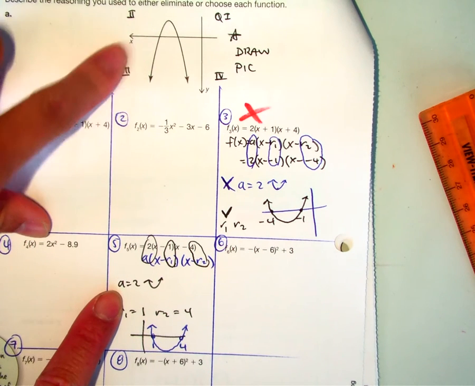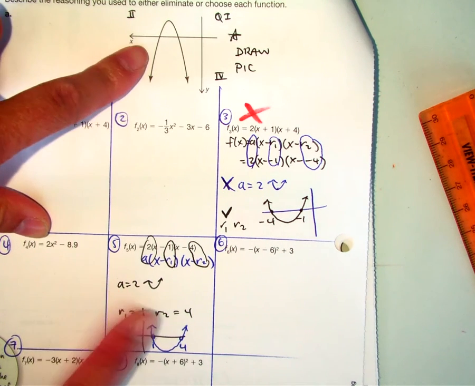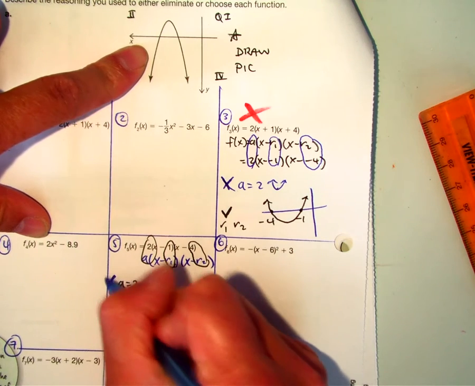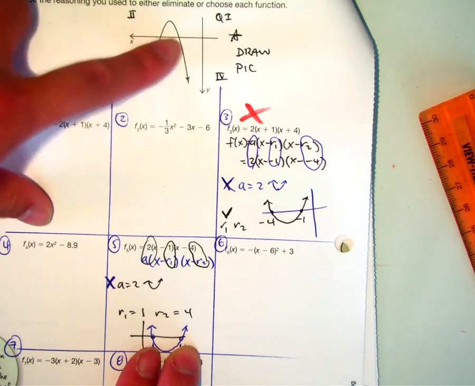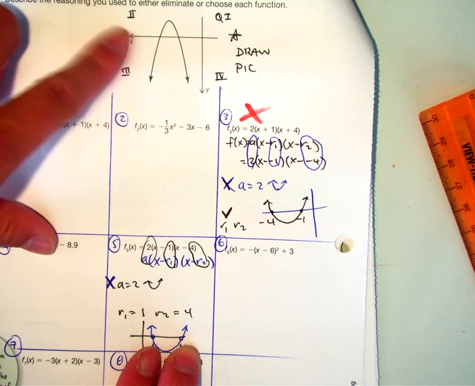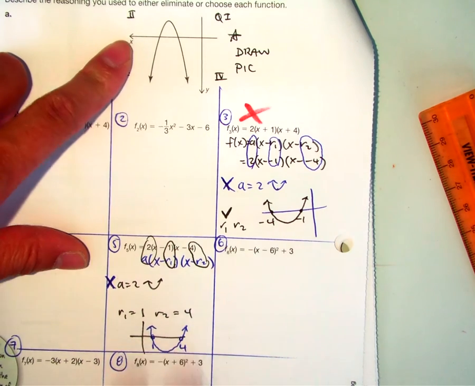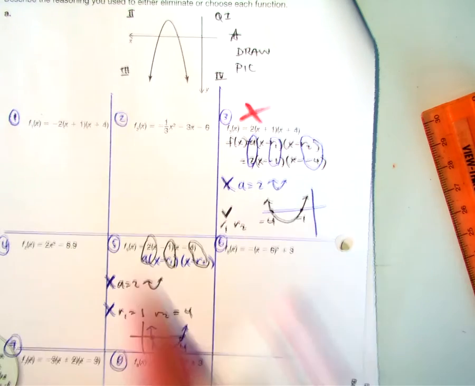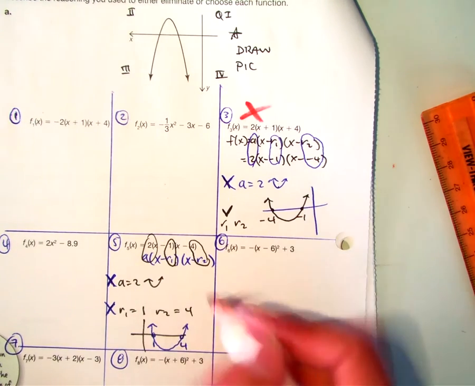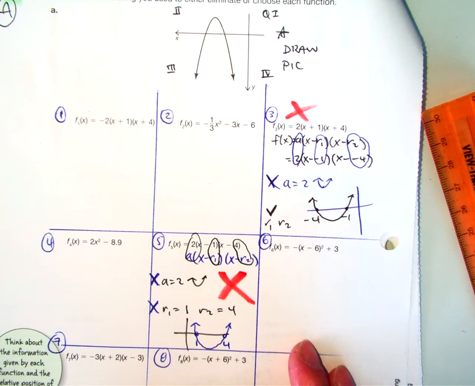Class, does the concavity match? This one says down, this one says up. No. Does it match my roots? Notice how these are in quadrants 2 and 3. Well, really on the x-axis on the negative side, but these are on the positive side. So in this question number 5, this equation doesn't match this graph. Try question number 4 now.